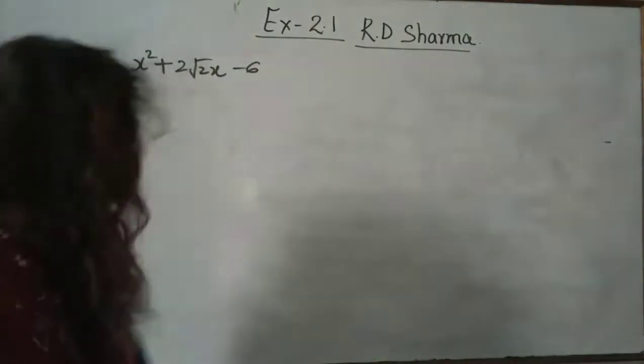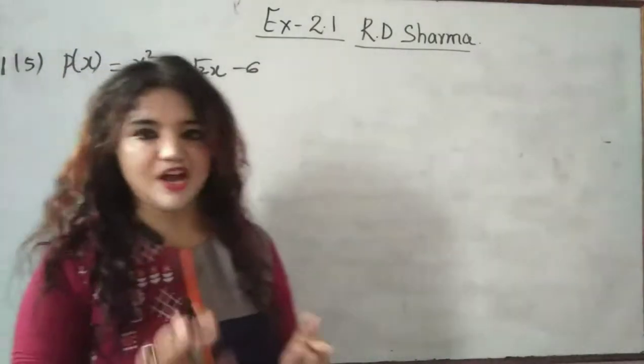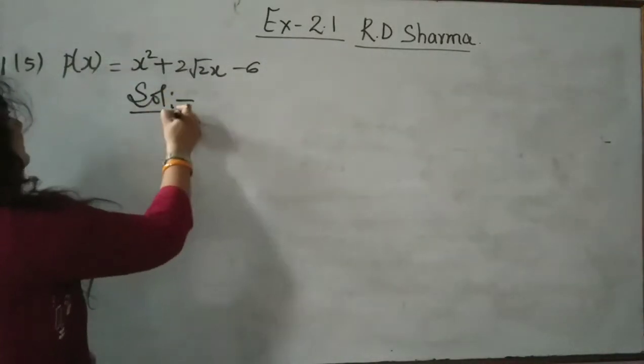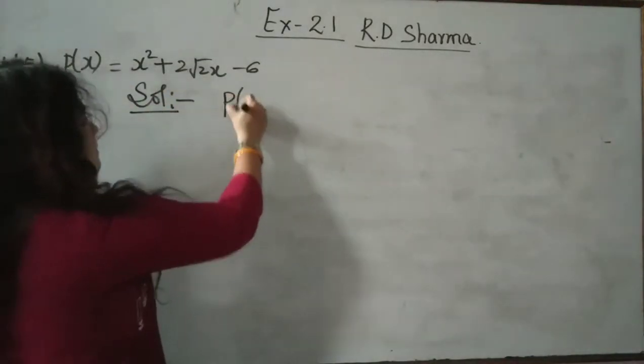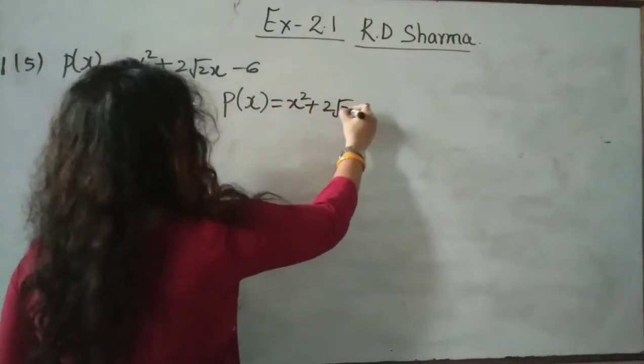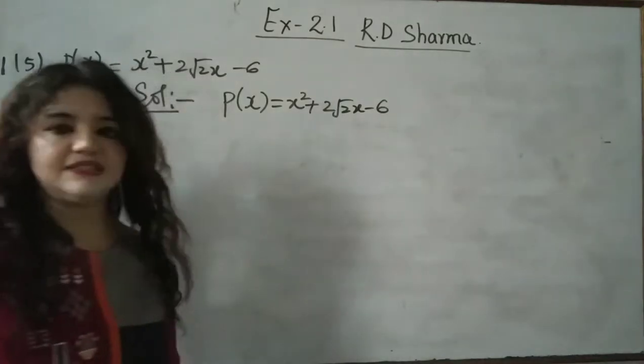So first of all, we will find out the zeros. And how to find out? You know very well. See the solution. Okay. So Px is given, x square plus 2 under root 2x minus 6. This is given, right?